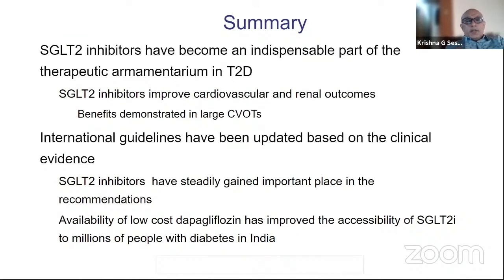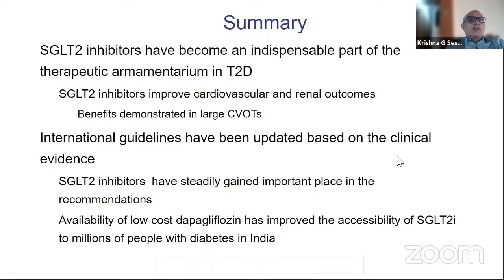So let me summarize. What I've done is I've cut through many of the data, and lots and lots of data actually make us the same. I hope I've given you situations in which SGLT2 inhibitors are indispensable, are useful, and can be used in combinations. And hopefully I've also answered some of the common questions that we have.